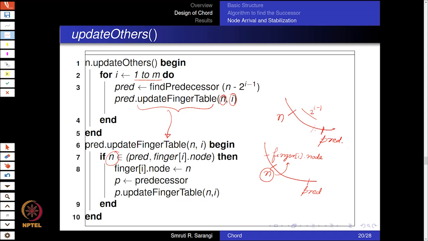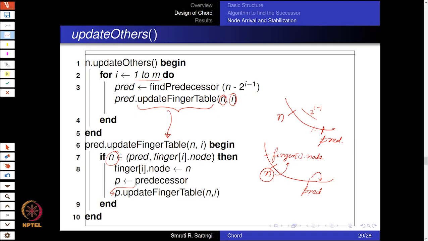Furthermore, there might be a need to cascade this information. So it will look at its predecessor. It will then send a message to its predecessor that, look, I have gotten information that node n has been added. Node n sent me a message.